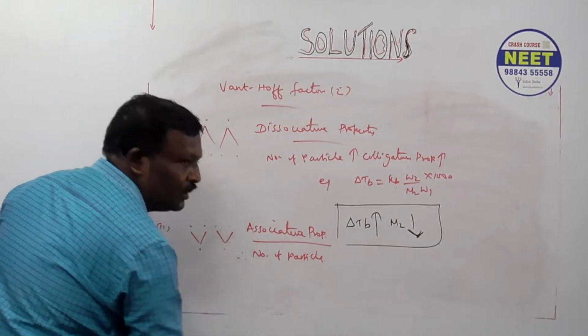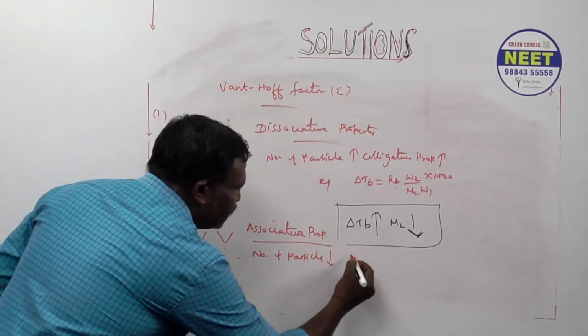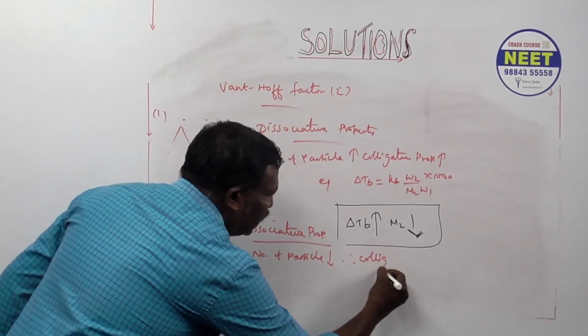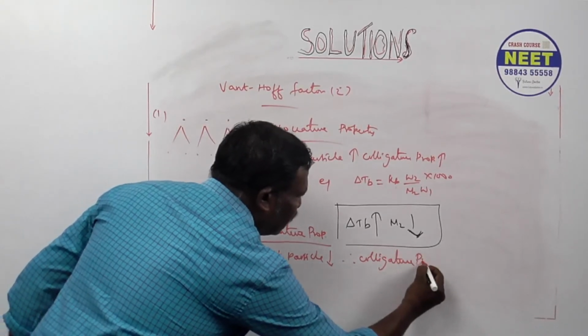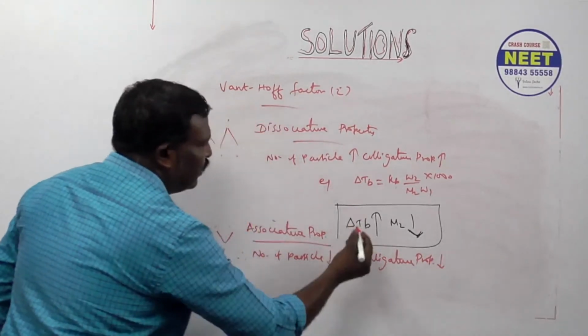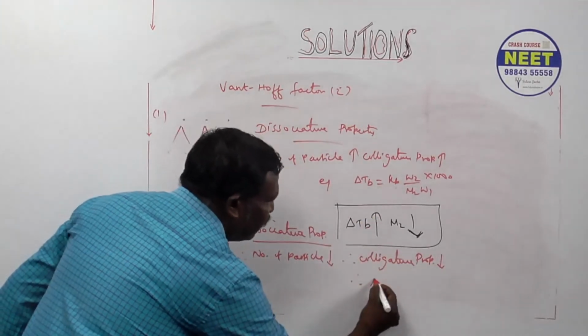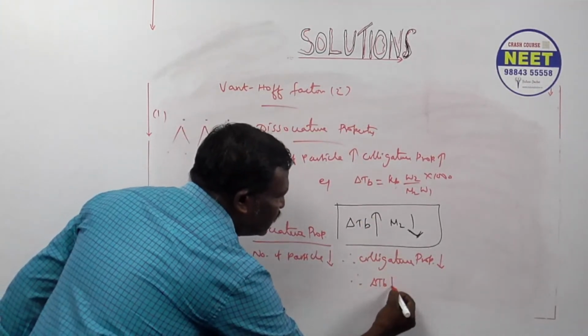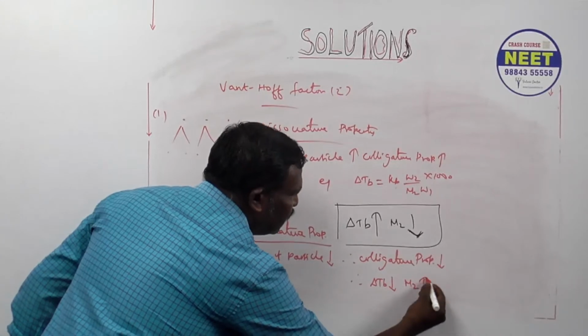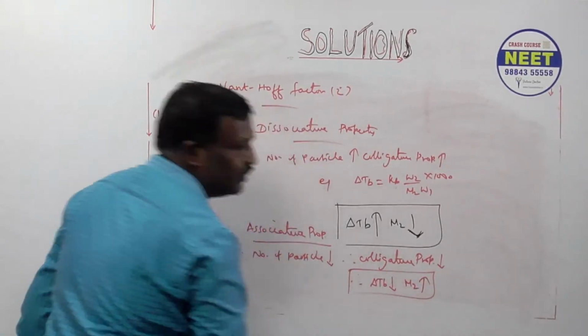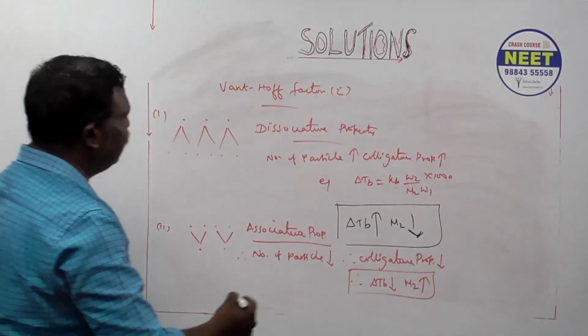During association, the number of particles decreases. Therefore, colligative properties also decrease. So now you know that, I'll give an example. Therefore, Del-TB decreases, no? So molecular mass, are you following or not? Okay. Then one more piece of information, you write.